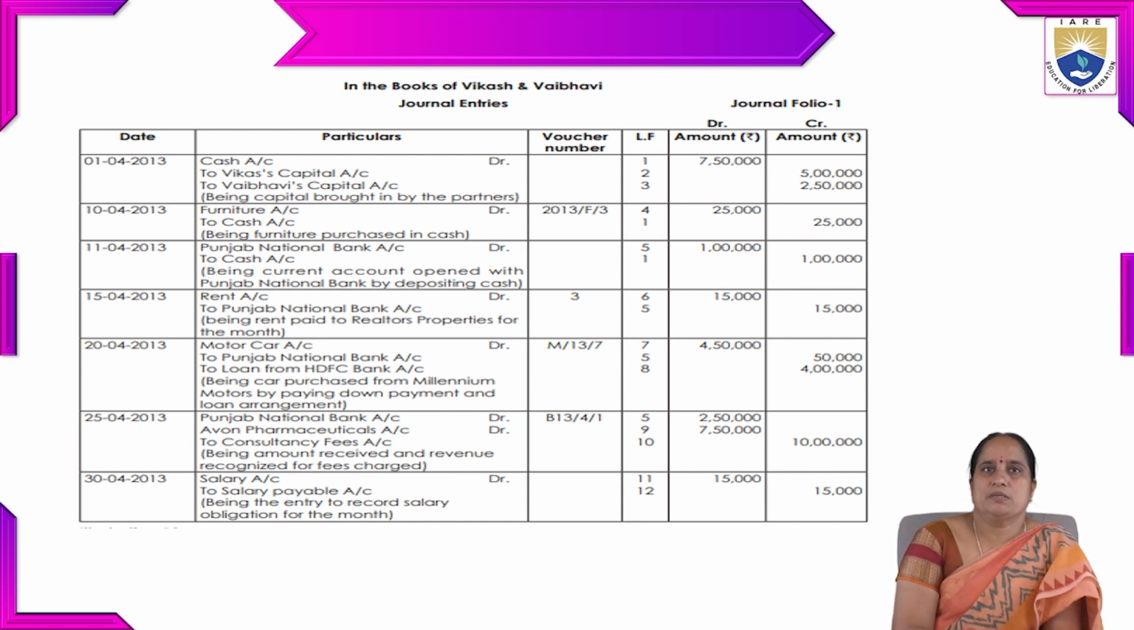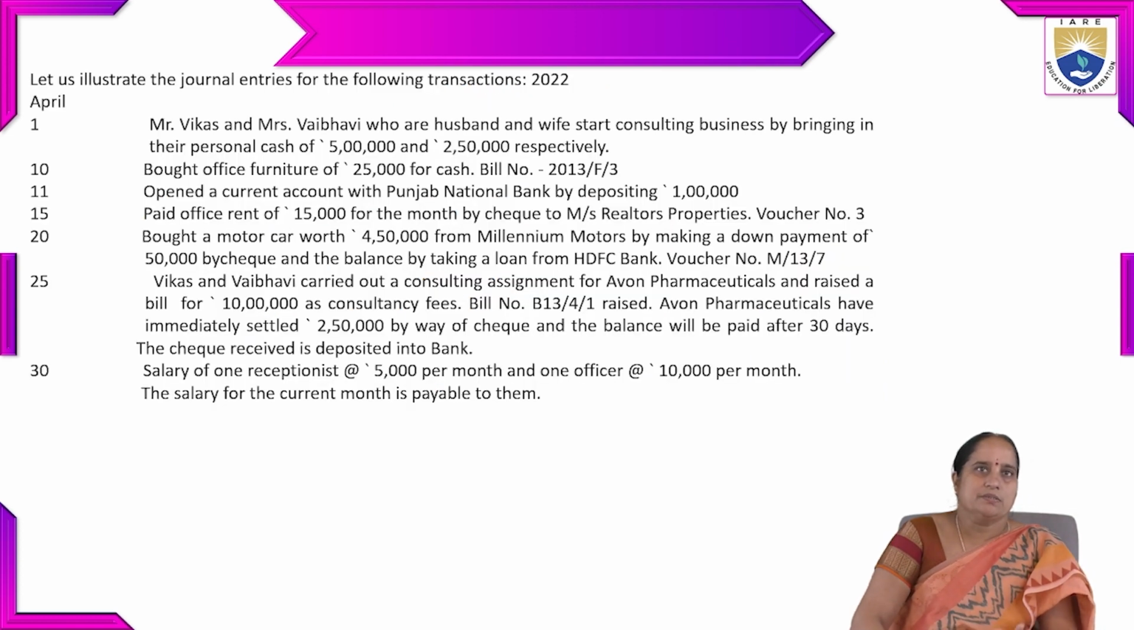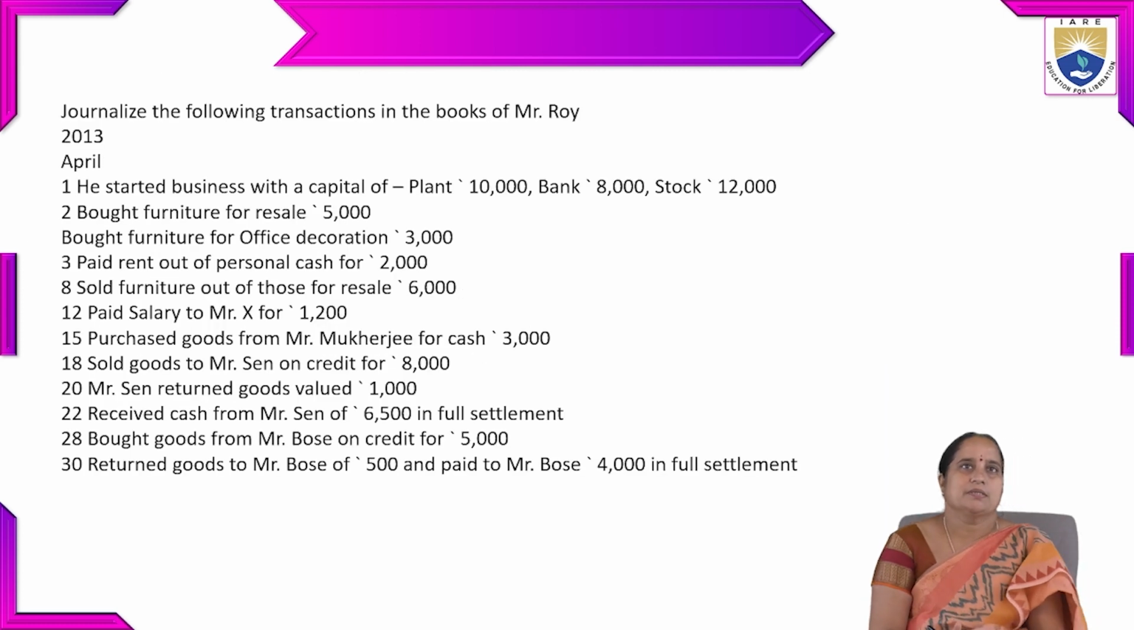On 30th April, they paid salaries to the receptionist and office manager. So salary account debited to salary payable account. So total 15,000. Both amounts we should specify on both debit and credit side. So let us illustrate the journal entries for the following transactions. So let us take another example.